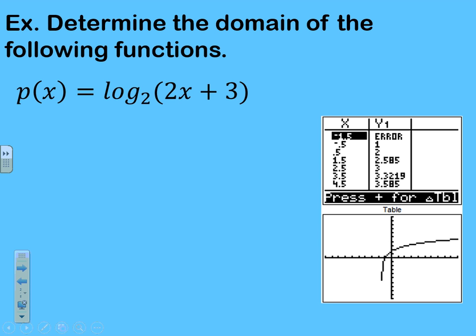Well, what you see in the picture on the right is a table of values and a graph of the logarithm, showing you essentially what it should look like if you were to graph it, and from there you can get a good idea of what the domain should be.